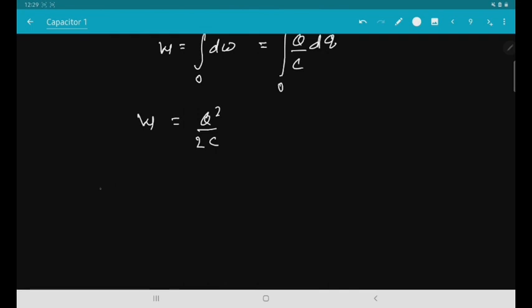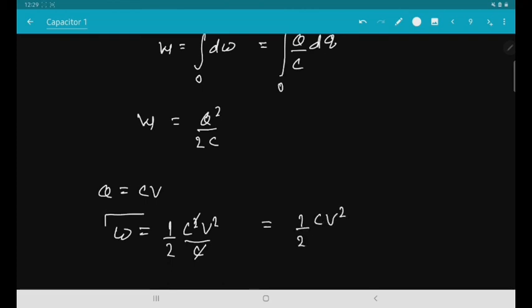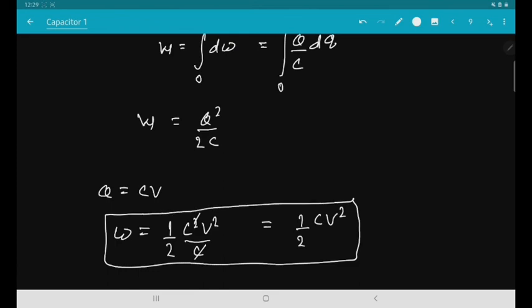Another equation we can write by replacing Q is equal to CV. We will get work done is equal to 1/2 C square into V square divided by C. One C will get cancelled, so we can have another equation, that is 1/2 CV square. So these will be the equations for the work done to store the charges on the capacitor.